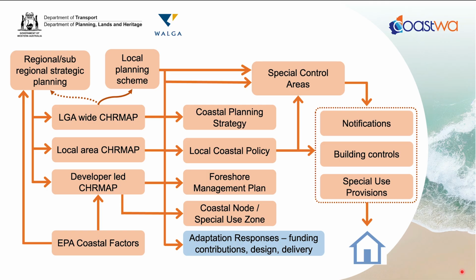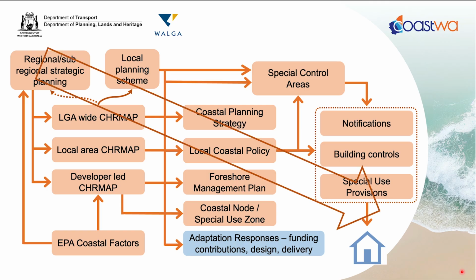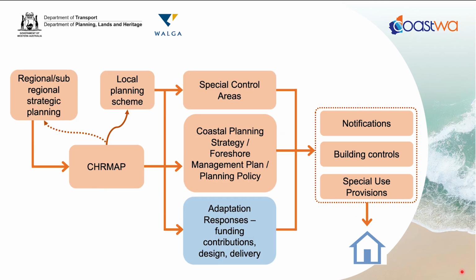So CHRMAP pathways set adaptive responses over time, enabling change progressively, and obviously all of the underlying documents after that point would be assessed to be compliant with the CHRMAPs, and that compliance must be demonstrated, of course, also including regular review of CHRMAPs. More simplified: regional, local, detailed local, and then directly to individual landowners.